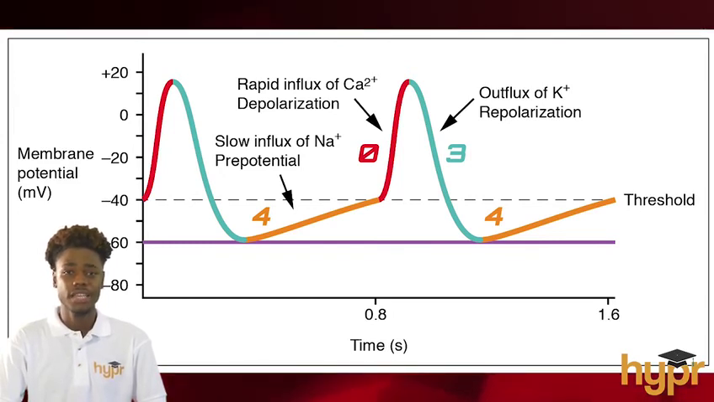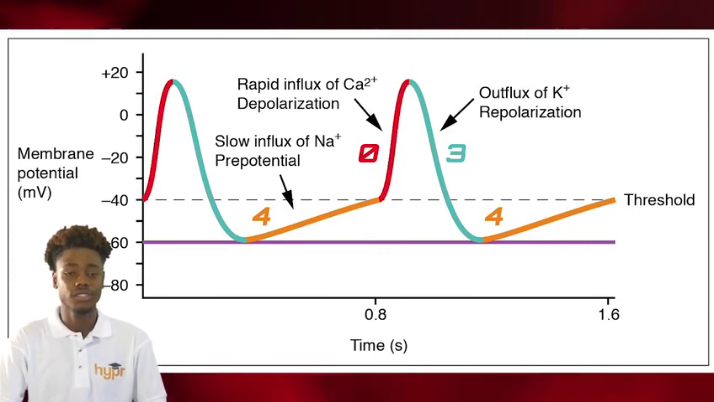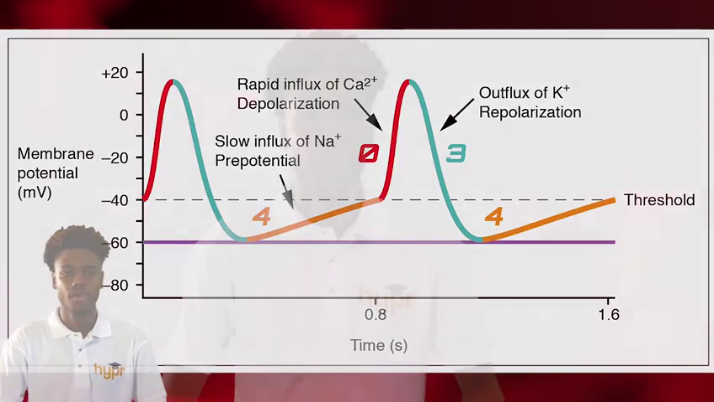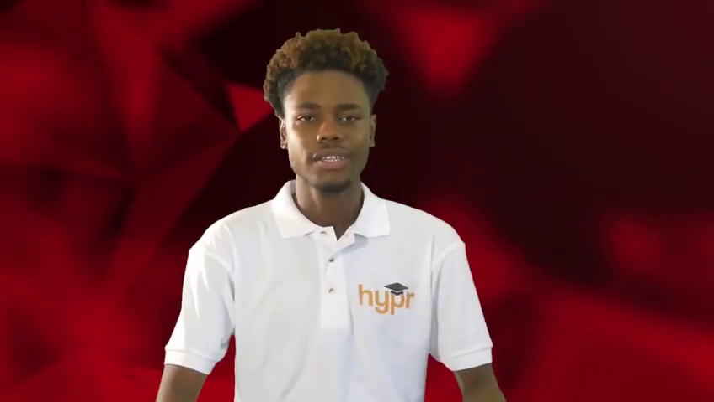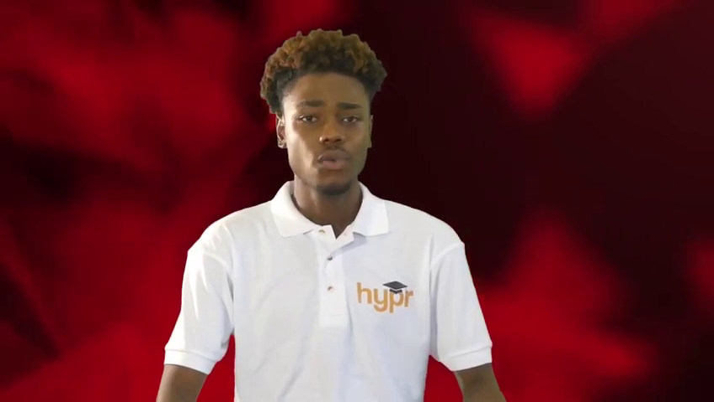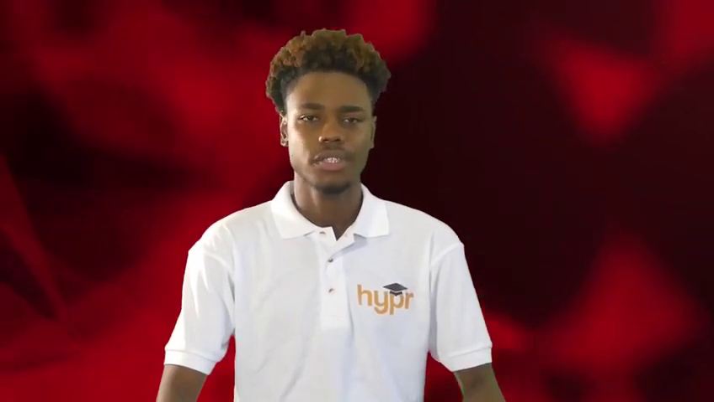As potassium leaves the cell, hyperpolarization occurs, and the membrane falls right back down to the negative voltage. At this point, the cycle restarts. Before we delve into the contractile elements of the heart, let's do a quick recap on how cardiac muscle cells contract.